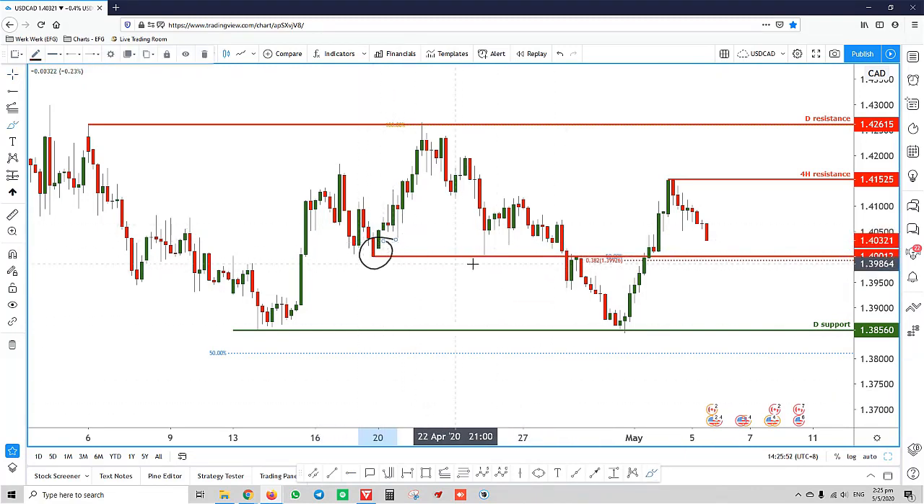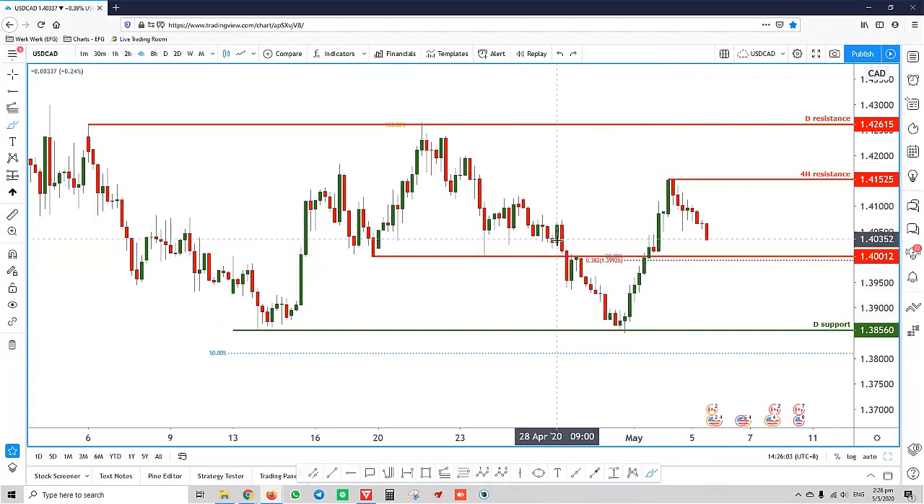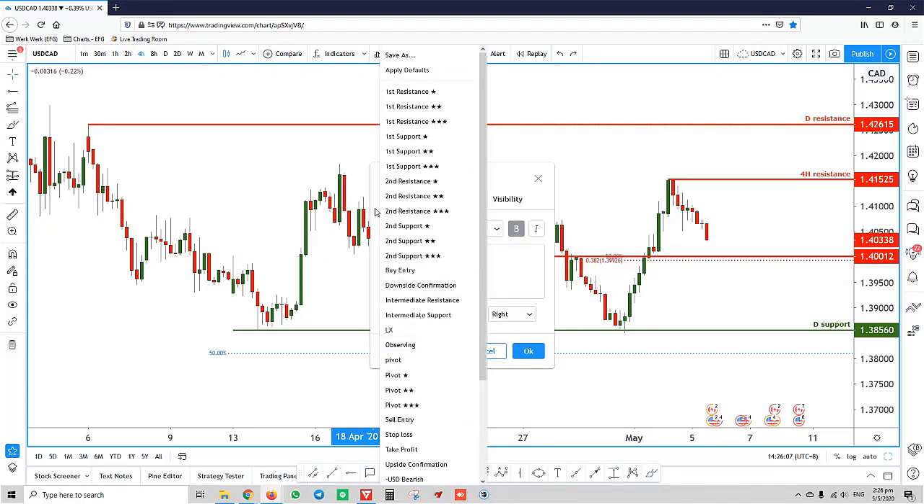Right, price reacted here again. Price broke below, came back and tested this area before continuing back down. Came up, tested this area and continued pushing upwards. Right, so this is a strong support level. So let's call this the 4-hour support.